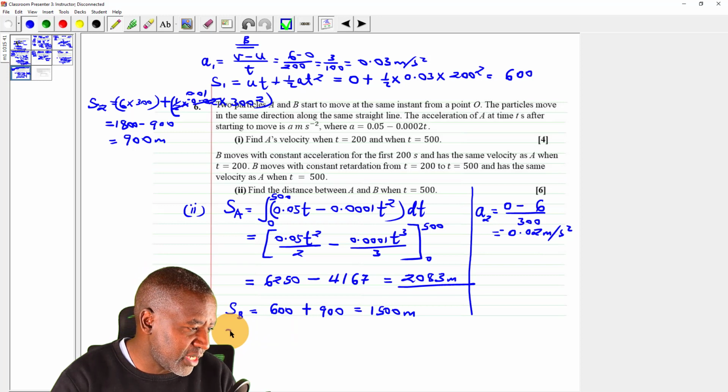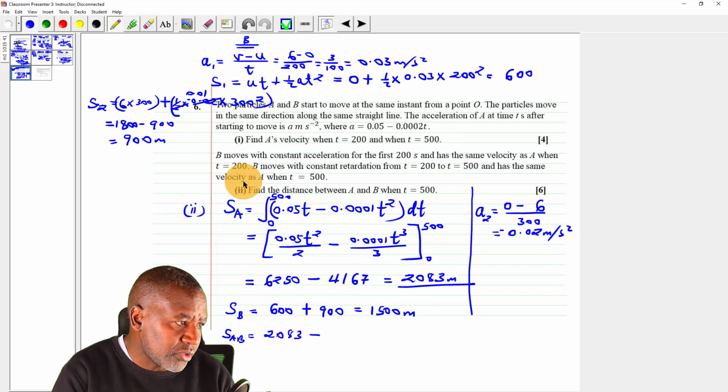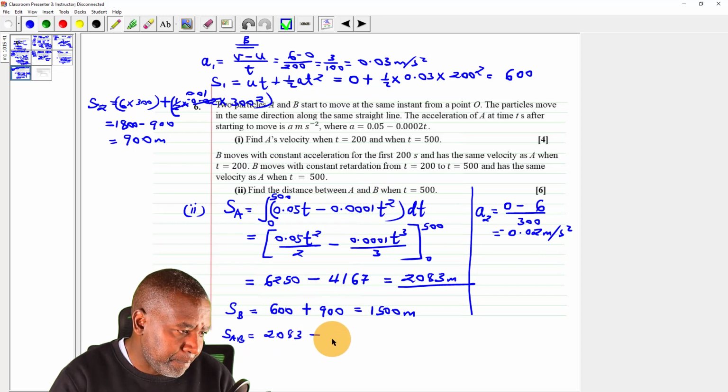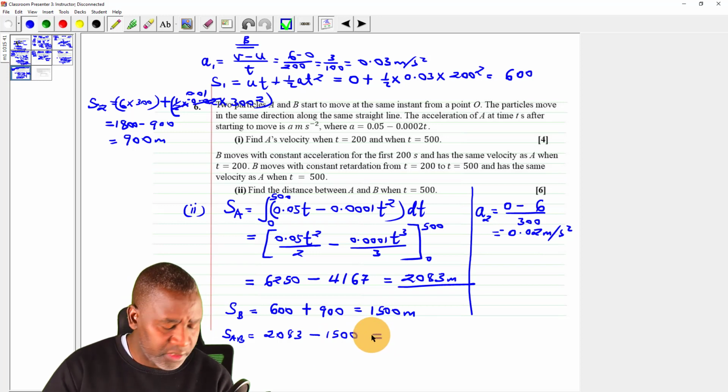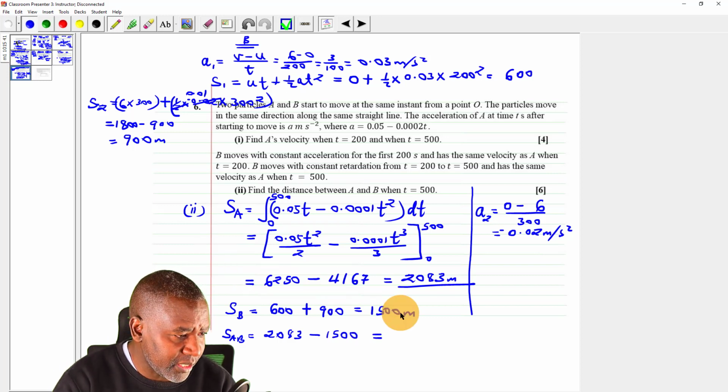So I want to get the difference between them. So SAB is going to be equal to the displacement of A, which is 2083, because I have to get the difference between them, minus 1,500. Let me see what that gives me. 2083 minus 1,500, and I get 583.